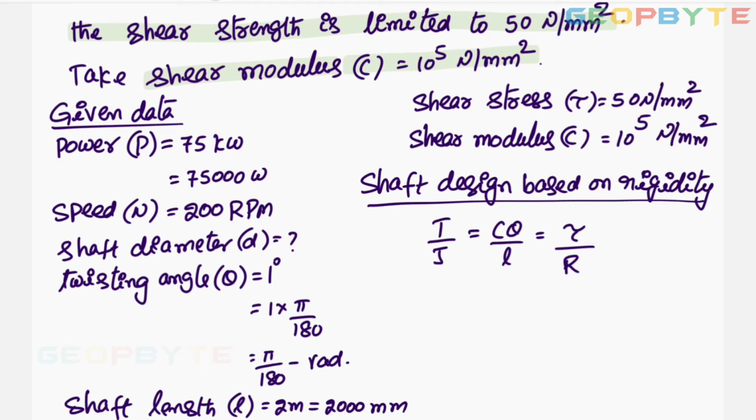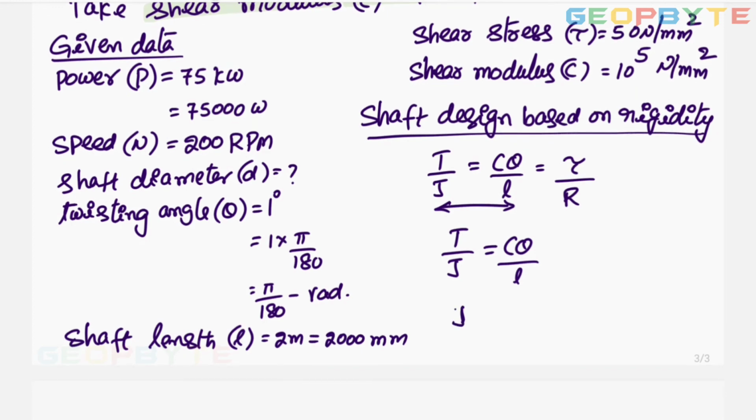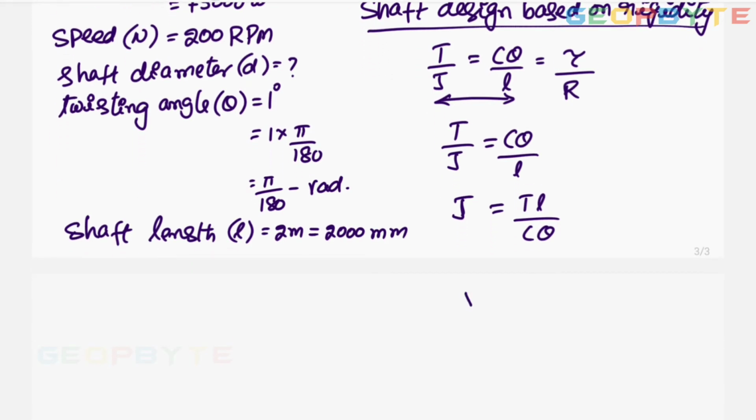Now you take the first relation and second relation. T by J equal to C theta by L. From this, first find J equal to TL by C theta. J equal to TL by C theta. Okay, that T should be found.